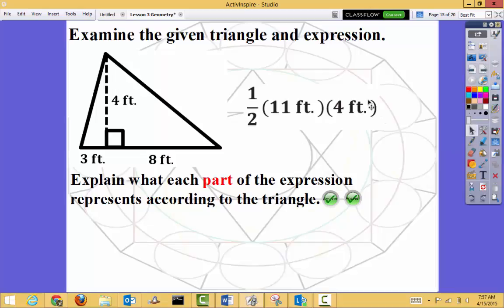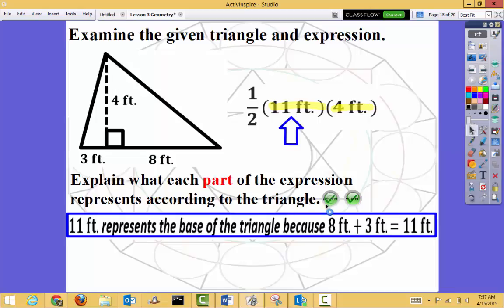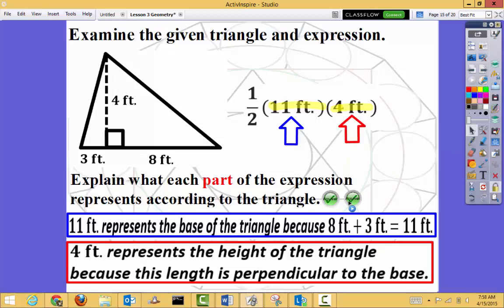Okay, examine the given triangle and the expression. Explain what each part of the expression represents. So this each part means, what does this represent? And what does this represent? Well, the 11 feet represents the base of the triangle. It's 11 feet long, 3 plus 8. This 4 feet, you should see, comes from right here. So it represents my height, how tall it is.